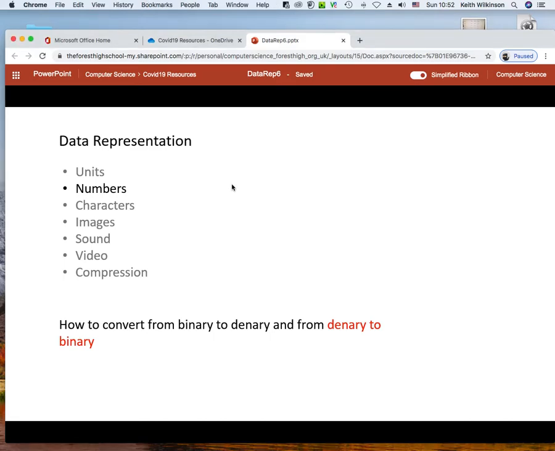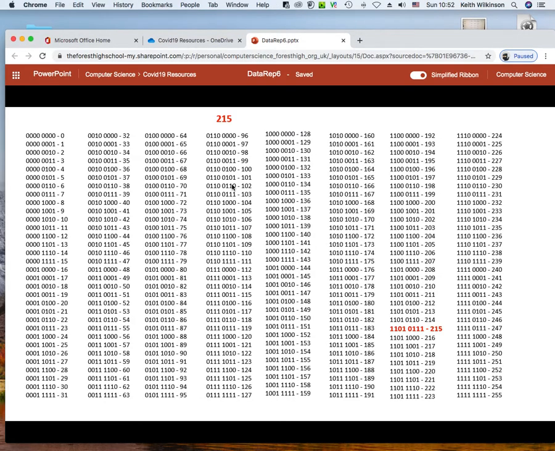So, denary to binary, that's where we are. First of all, I'm going to pull up this table. I've given you this table again as a PDF. I think last time it was stored on my OneDrive, and so you may have had to ask permission to use it. This time I've attached it as a basic PDF, so you should be fine.